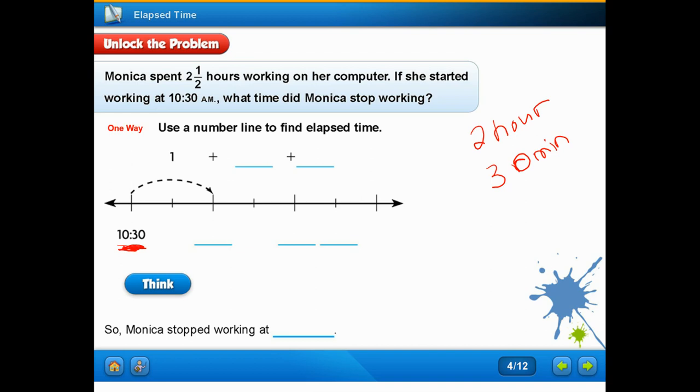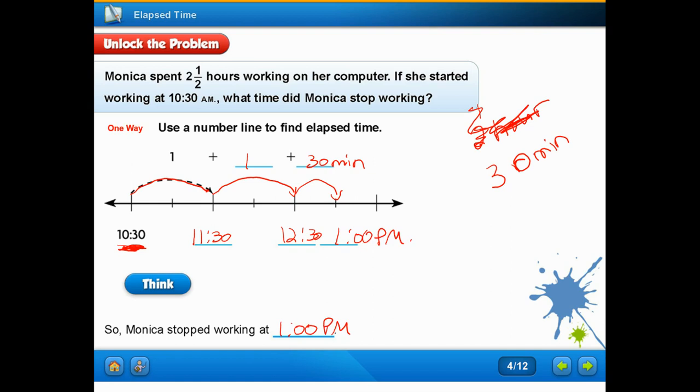This is how I do it in my head when I am actually doing elapsed time, but it also works to see it. So starting at 10:30, I'm going to do 1 hour. 1 hour from 10:30 takes me to 11:30. So that's 1 hour gone. I have 1 hour and 30 minutes left. So I'm going to go another hour, and that's going to take me to 12:30. Right? And then I have 30 minutes. So I'm done with my hours. Now I have 30 minutes. So I'm going to add 30 right here, and 30 minutes is going to take me to 1 p.m. So Monica stopped working at 1 p.m.